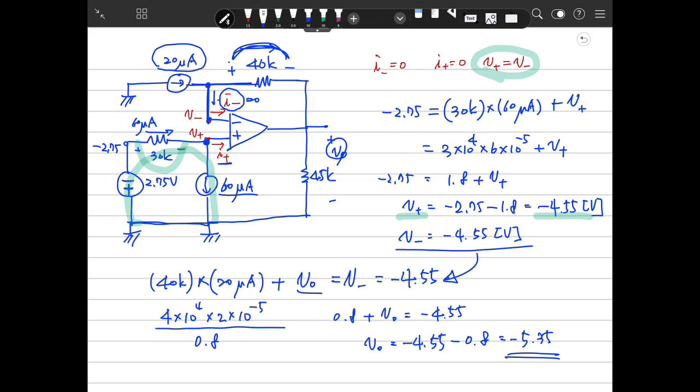This is very simple. It's not difficult. So we can choose the simple way to define the variables, use the simplified method, and get the V out in this way.